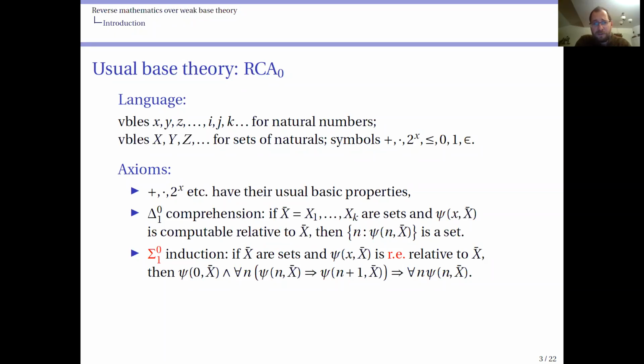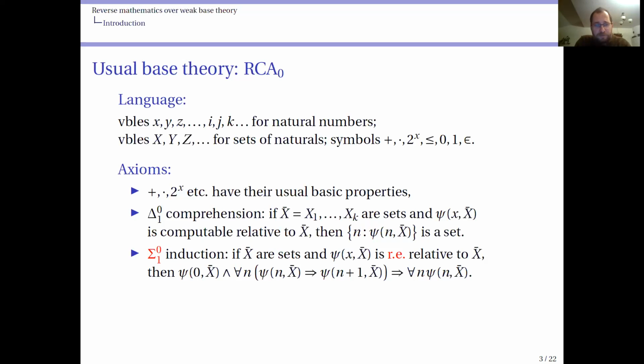That's the second order sort. And you've got, say, basic symbols to represent arithmetical operations. And you've got the set membership symbol between a natural number and a set. And the axioms of this theory are, well, some basic axioms about the arithmetical operations.